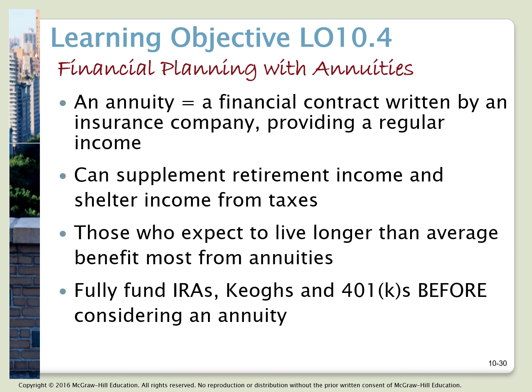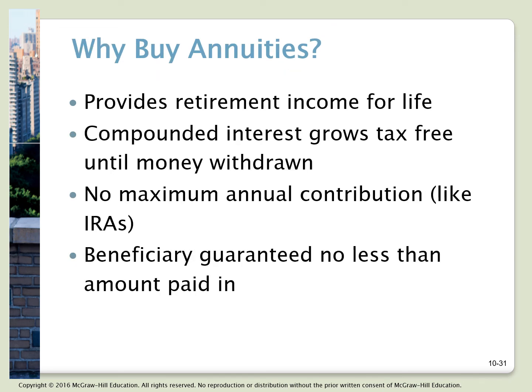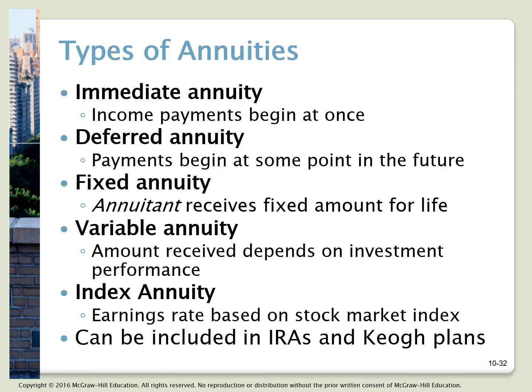Reason being is that this would be that fallback on your IRA or your KEO or your 401k. Why buy annuities? Provides retirement income for life, compounded interest grows tax-free until money is withdrawn, no maximum annual contribution amount like IRAs, beneficiary guaranteed no less than amount paid in. No guarantees in life, but typically annuities are pretty good in terms of that. Types of annuity: immediate annuity, income payments begin at once; deferred, payments begin at some time in the future. Fixed annuity, annuitant receives a fixed amount for life. Variable annuity, amount received depends on investment performance. Index annuity, earnings based on a stock market index, can be included in IRAs and KEO plans. Interesting.